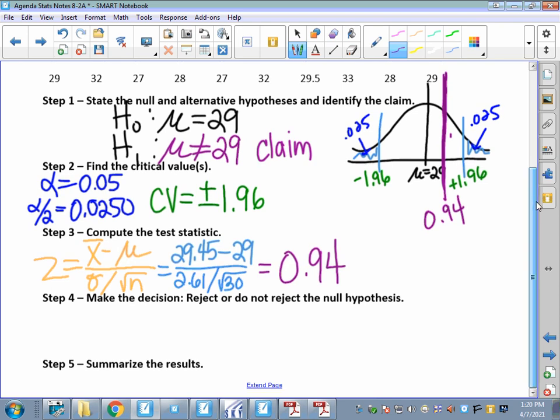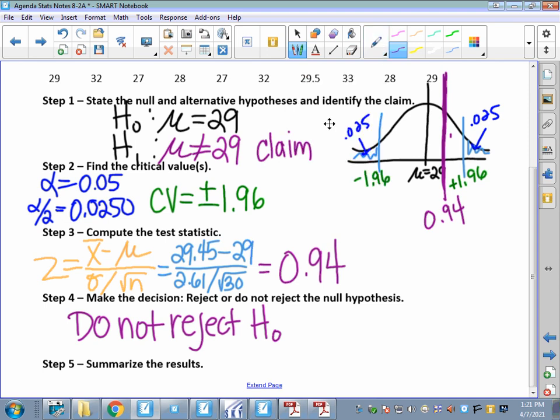If my test statistic falls in the non-rejection region, am I going to reject or not reject the null hypothesis? That's a do not reject, right? So I just write out do not reject H sub O. That's all you have to say for step 4. So step 5, we go to that table and we say, oh, well, we didn't reject H sub O, and H sub 1, my alternate hypothesis, was my claim.